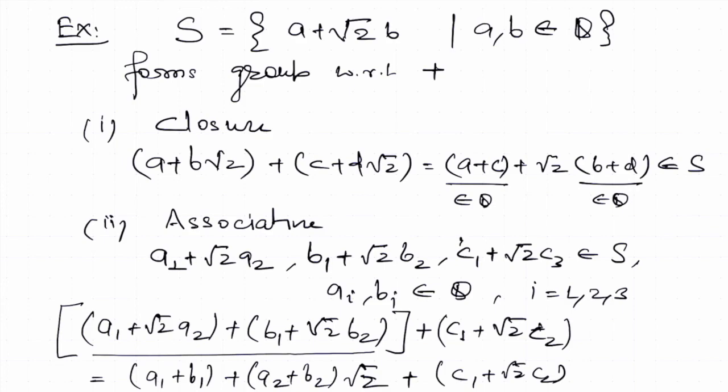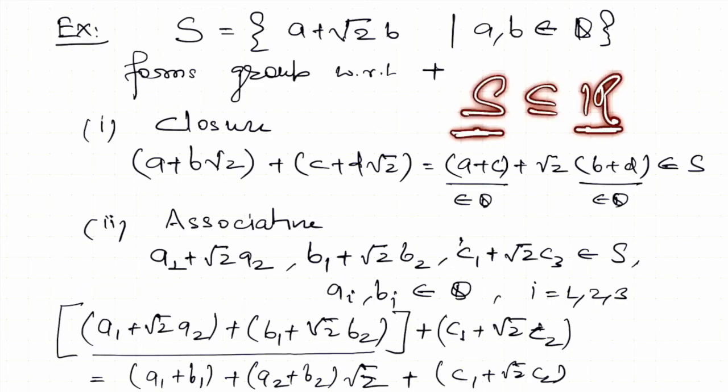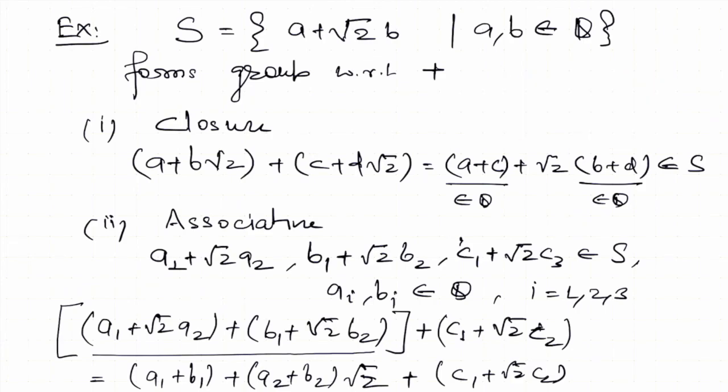After numbers, now let's see some other kinds of groups. Consider the set S of the form a plus root 2 b, where a, b belong to the rational numbers. My claim is this forms a group with respect to the plus operation. So S is basically a subset of the real numbers. If it is a group, it will be a subgroup of R plus. We start with the closure property. Basically we want to show that plus is a binary operation on S.